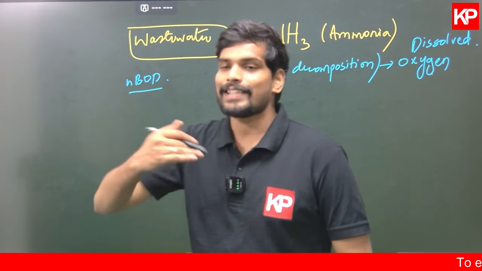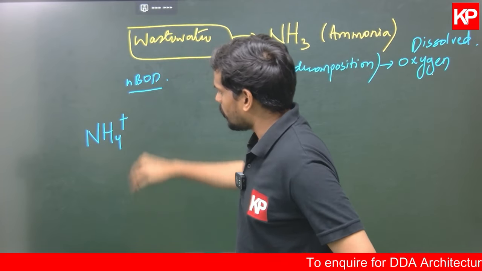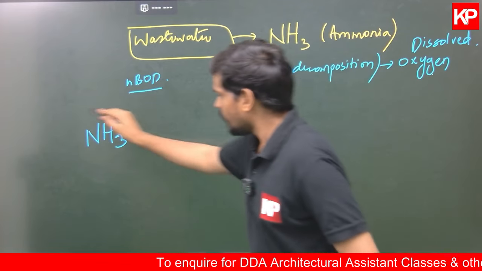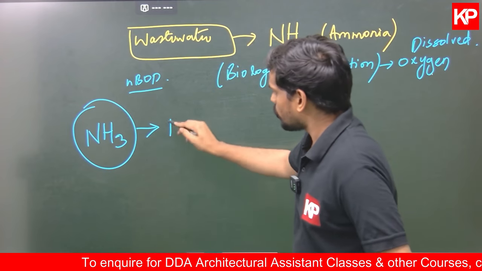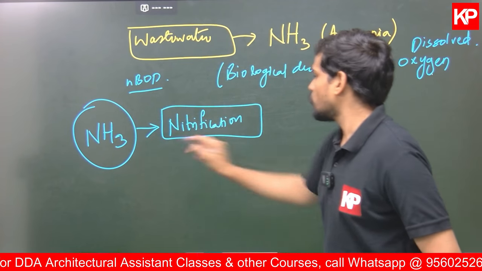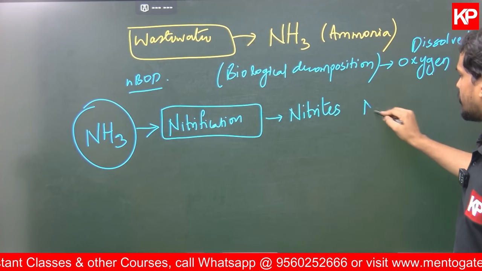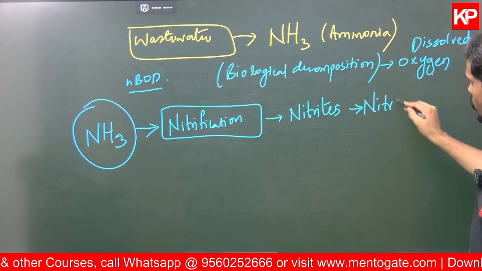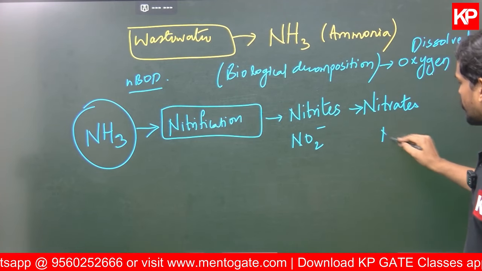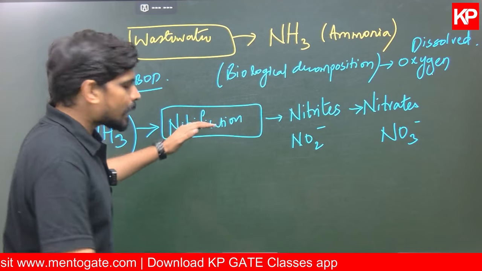And what is the process involved in this? There are basically three steps, or you can say broadly two steps, nitrification and denitrification. Ammonia, which is generally present in the form of NH4+, you can write it as NH3 for now, let's not go into the detailed chemistry of it. This ammonia, by nitrifying bacteria, is subjected to the process of nitrification. Nitrification is a process where ammonia is converted into nitrites and nitrates. Nitrites are converted into nitrates by increasing the level of oxygen. So initially it is NO2-, then it becomes NO3-. So these NO3 are called nitrates. Nitrification is a two-step process.